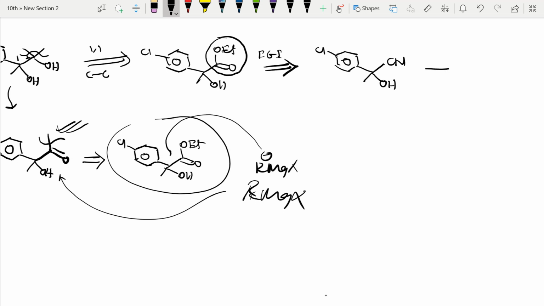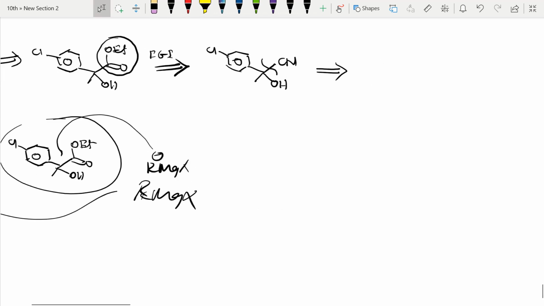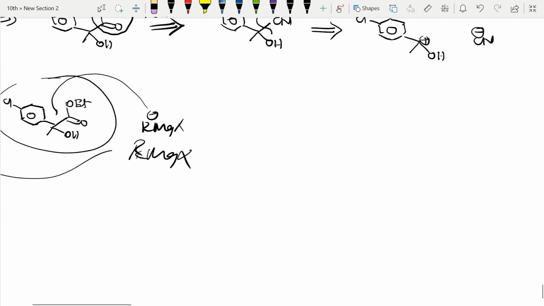Further, I will disconnect like this. See here, if I disconnect here I will get these synthons. What kind of synthons will I get? You will see here, OH with a positive charge here, and CN minus. I have told that instead of writing the positive charge we can directly write it like this also, ketone group, and here instead of CN minus, KCN is the equivalent reagent. These two are the reagents.